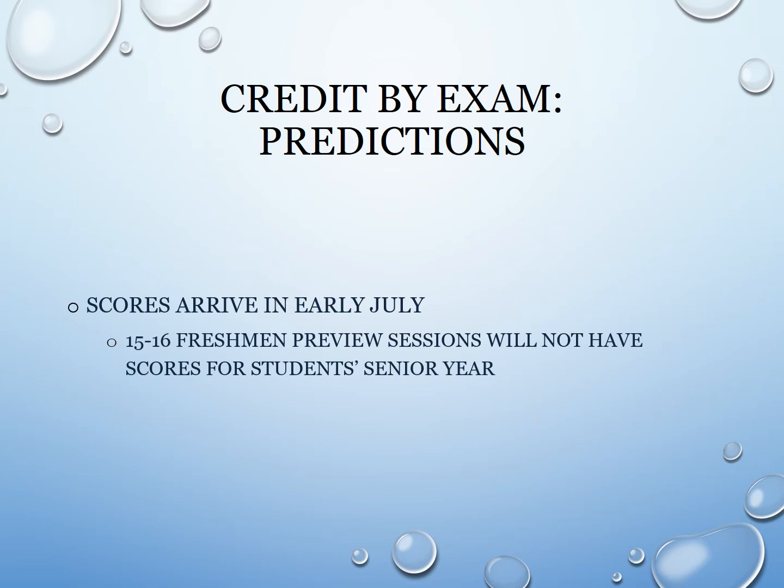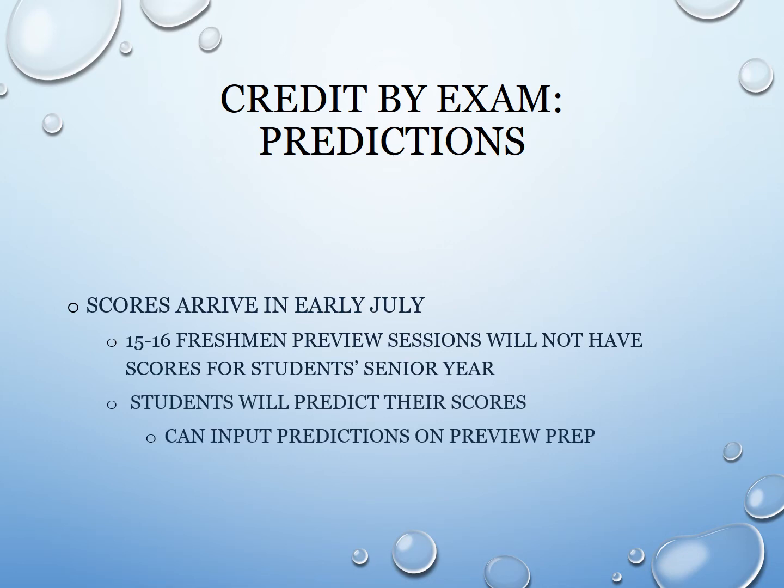Now, as you probably already thought about, or maybe experienced when you were at preview, scores for the credit by exam, so the accelerated mechanisms, AP, IB, ACE, those are going to arrive usually in early July. That means that we've got about 15 to 16 freshman preview sessions where we are not going to have scores for the students from their senior year. Now, we might have scores from their sophomore or junior year. We may have that information already, or rather we should have that information already because that's already happened. But anything that has to do with their senior year, we're going to have to do a lot of prediction advising, and we're going to talk about what that means and how it applies to the students as we go through the next couple slides.